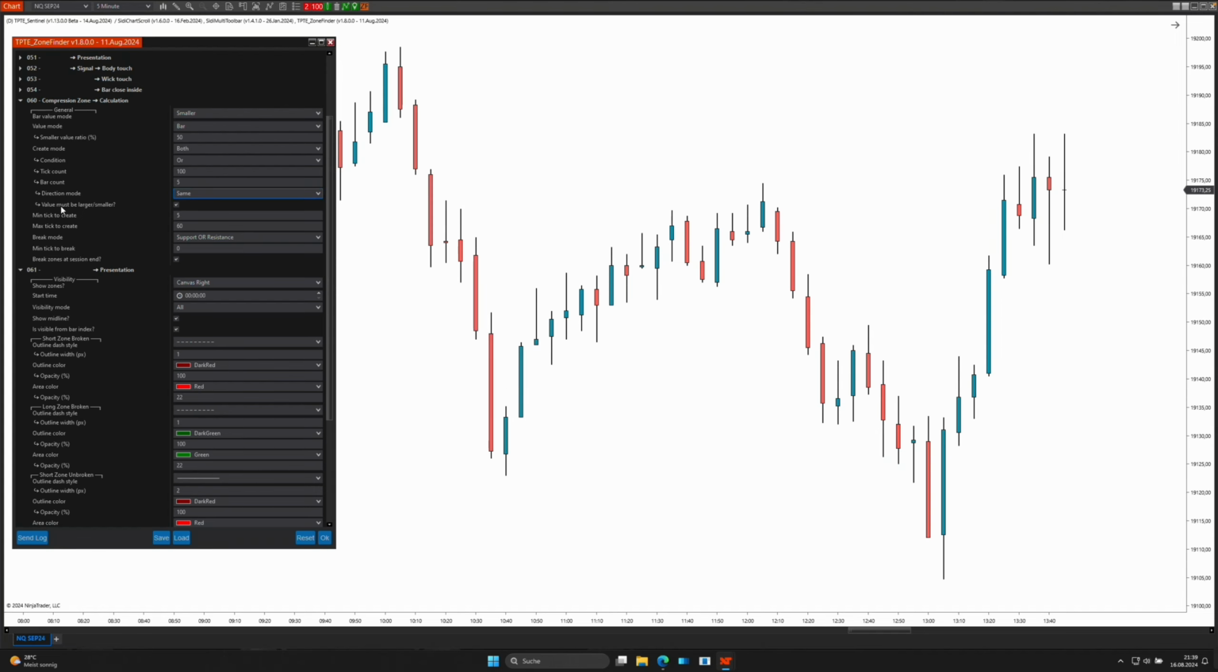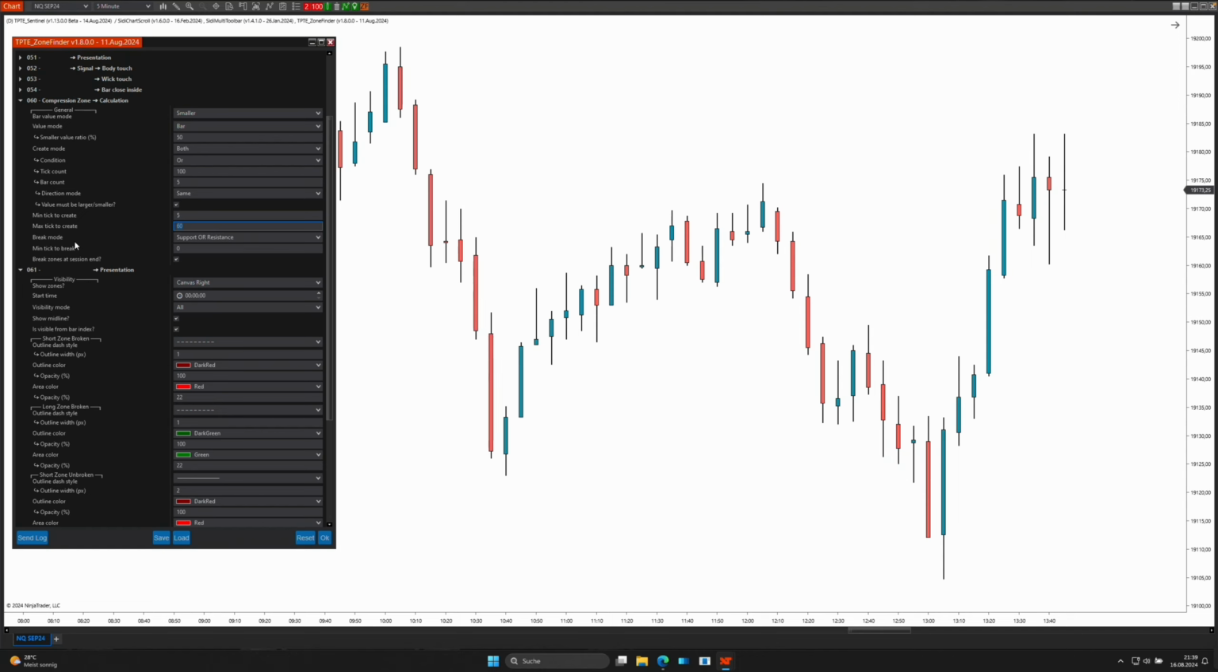Otherwise, value must be larger, smaller. This simply means that the bars that follow here must form a higher high or a higher close in this case so that they are counted as bars. So if we have nested bars here, then this does not count. Here too, we can set the minimum and maximum size of the zone. So here from 5 to 60 ticks, zones would apply.